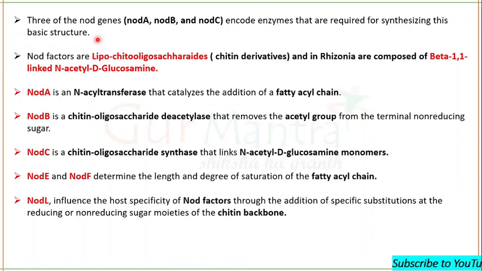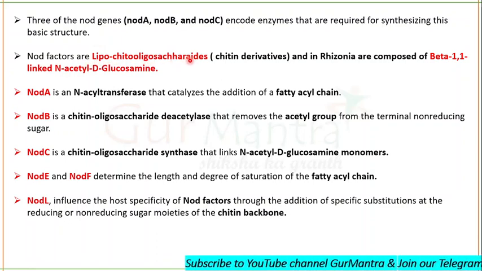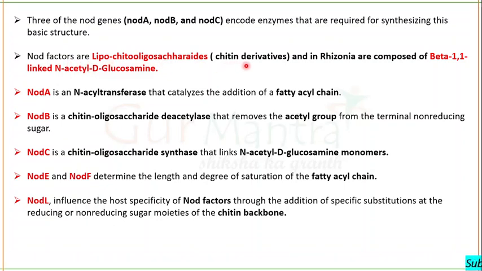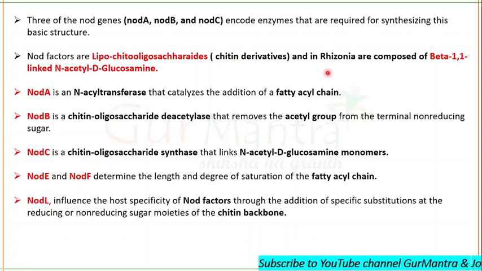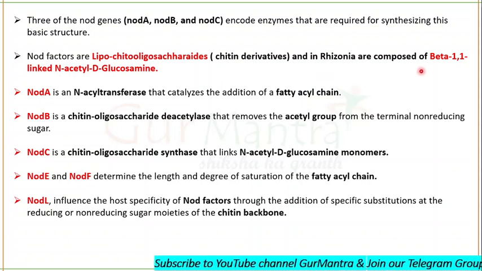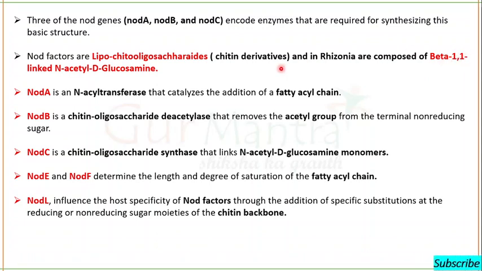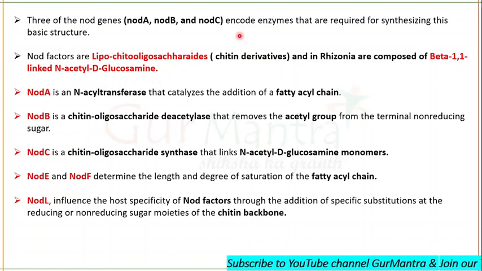Nod factors are lipochitooligosaccharides, which means these are chitin derivatives. In rhizobium, these Nod factors are composed of beta 1,4, not 1,1, it's wrong here, beta 1,4 linked N-acetyl D-glucosamine. Remember this thing as well.